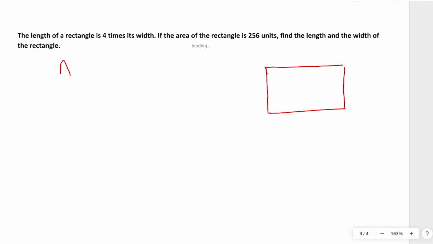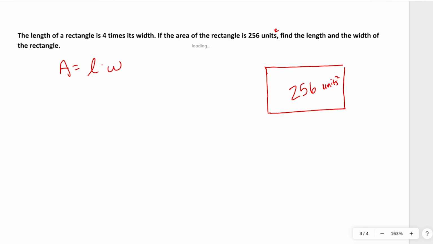Now the area of a rectangle is the length times the width, right? We know that. It says the area is 250 units, and that should say units squared, like square units. So that's not really going to affect how we solve this, but it needs to be squared to be technically accurate here. Find the length and the width of the rectangle.